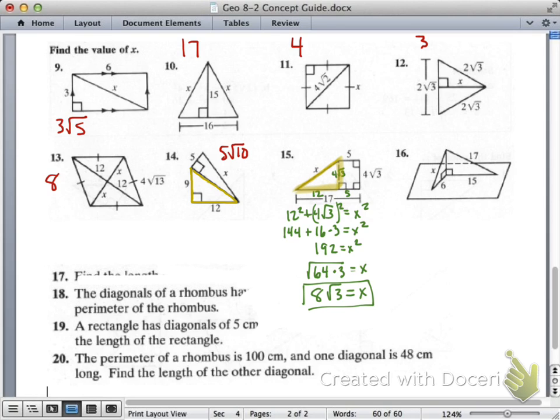I got 8 square root of 3. I hope you did too. Go ahead and try number 16. We have a 3D kind of picture here, but this is kind of like number 14. You've got to solve for the leg of the right triangle before you can solve for the hypotenuse of the little triangle that's coming out of that plane. Give that a shot. Did you get 8 for this leg over here? If you have 8 for the leg and 6 for the other leg, you get 10 for x.